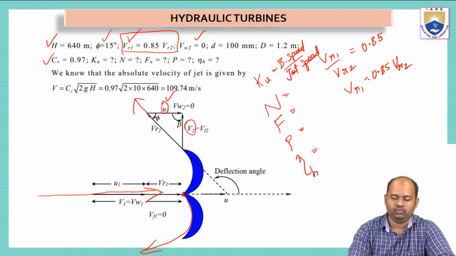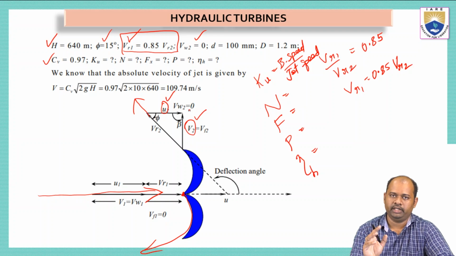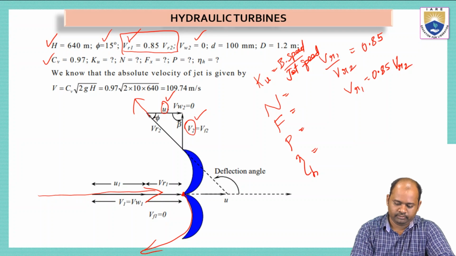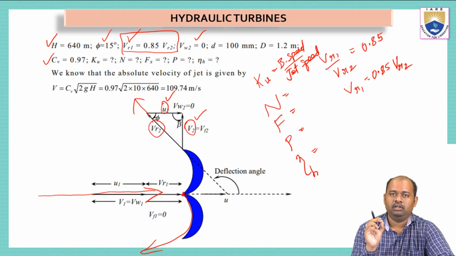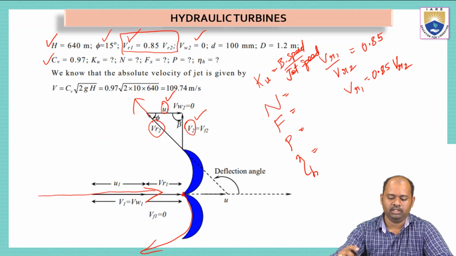One is U. U stands for velocity of the vane. V2 stands for velocity of the water at outlet. And VR2 stands for relative velocity at outlet. Okay, VR2 is the relative velocity at outlet.